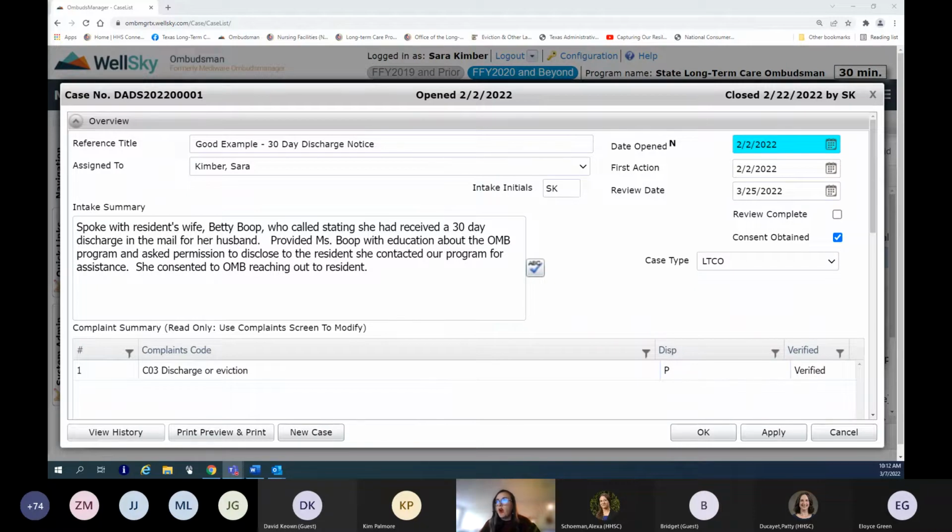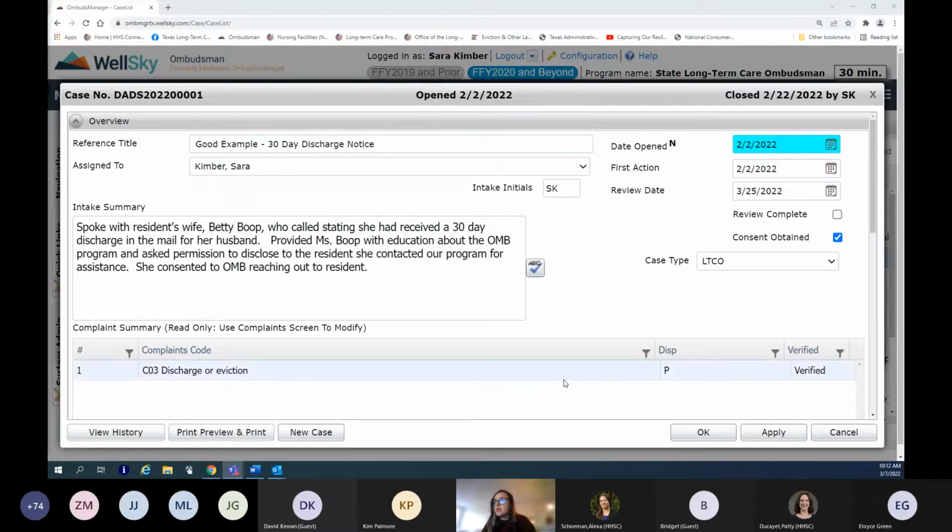And the reason why I put this in here specifically is because sometimes we know we get family members or maybe other people that call, and they don't want the resident to know that they're the one that reached out. And so I'm going to keep that confidential, but I'm going to reach in with the resident and see if they want our assistance.